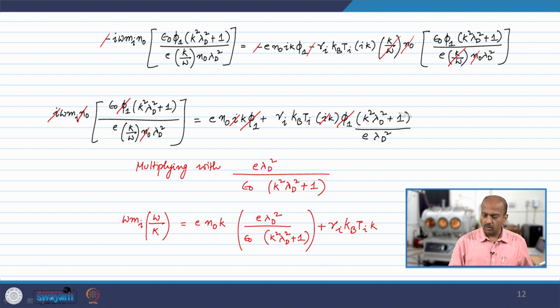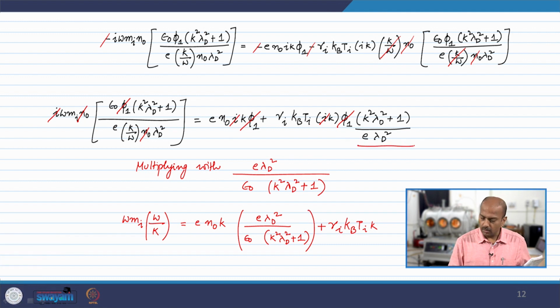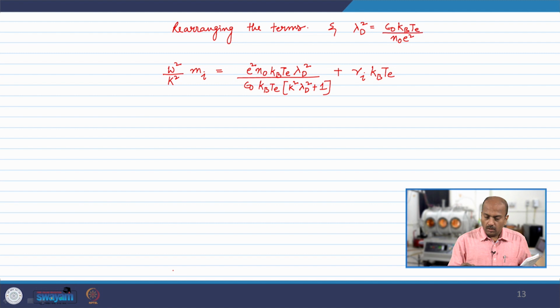Right. Since phi 1 has already been cancelled, it should be E lambda d square by epsilon naught. So we are actually multiplying with this factor. That's it. This one. Okay. So here k_B T_e is multiplied onto numerator and denominator just to get that lambda d square.